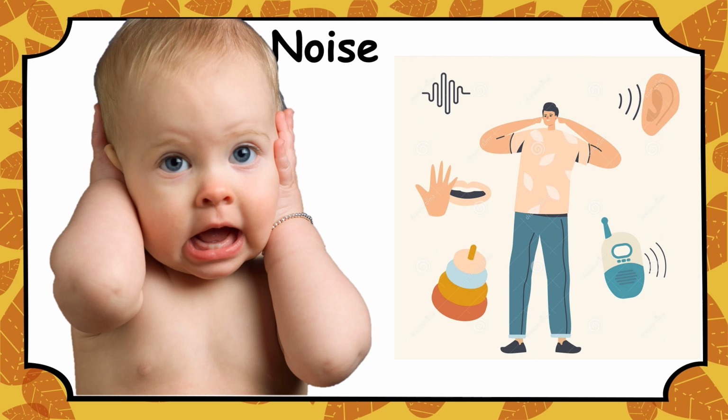Noise is an aperiodic complex sound. There are three types of noises. White noise is a broadband noise which contains all the frequencies in the audible spectrum. It is used for masking.